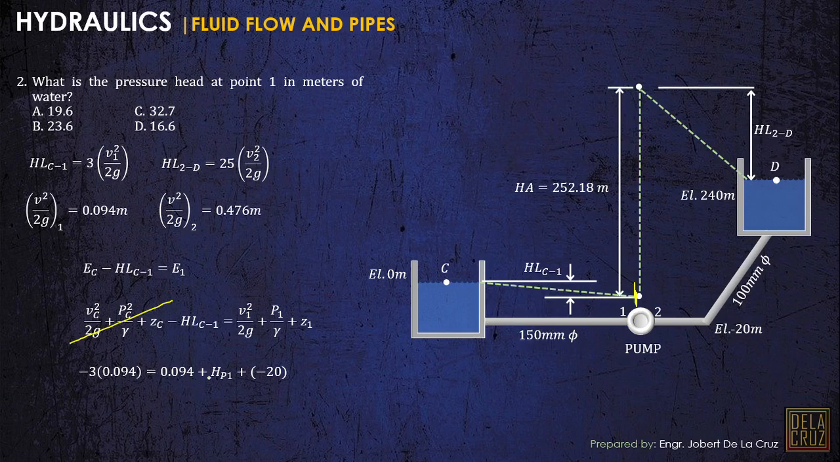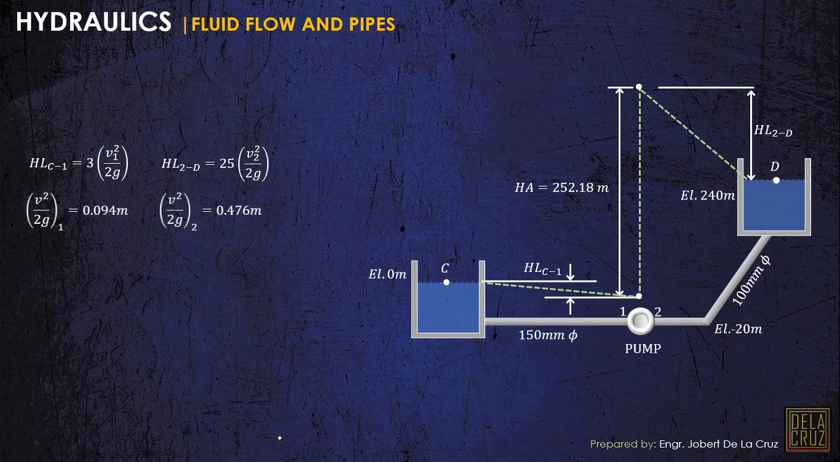Alright? Plus the pressure head. Let's denote HP1 as the pressure head at point 1, plus the elevation. The elevation here is negative 20, which is lower than the reference datum. This point C is our reference datum. So, plus negative 20. Then we solve for the pressure head at point 1. Take note, we are not looking for the pressure, but the pressure head. Okay?